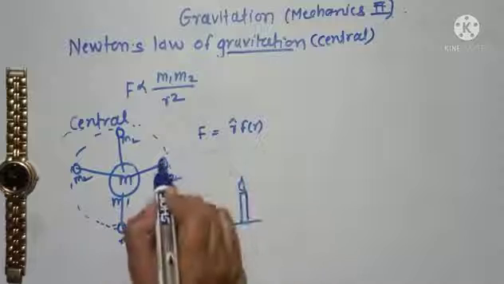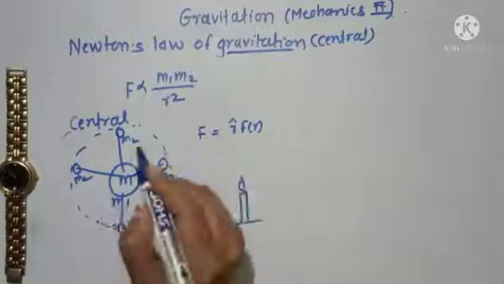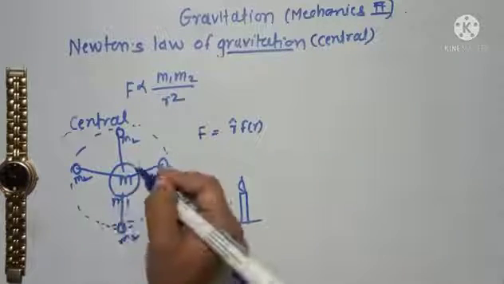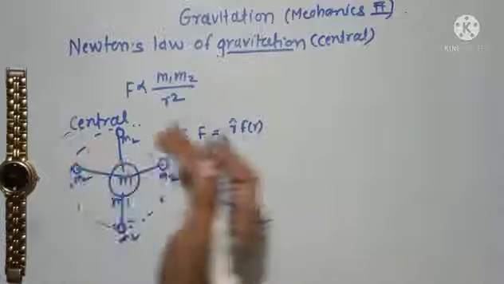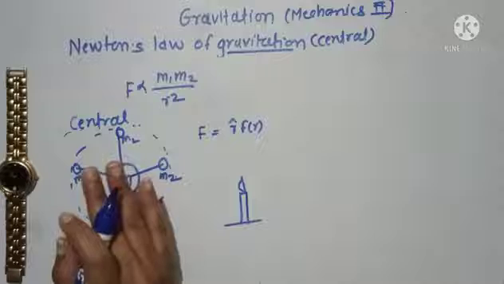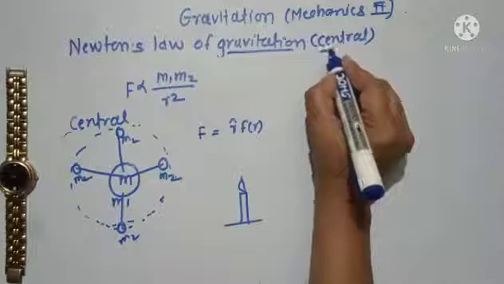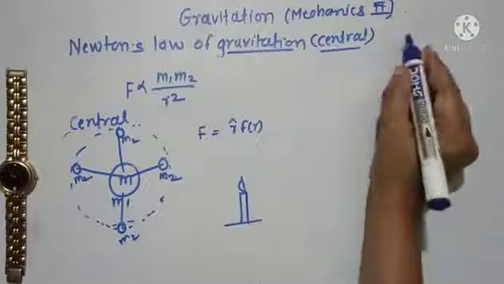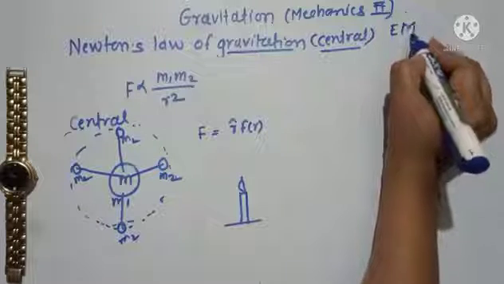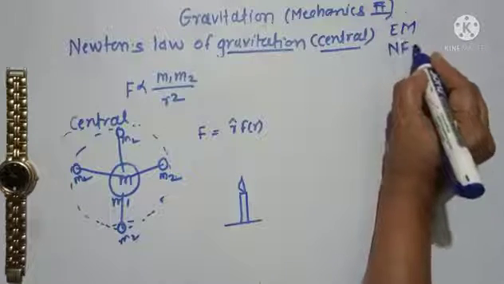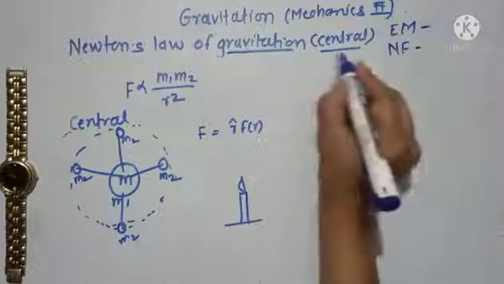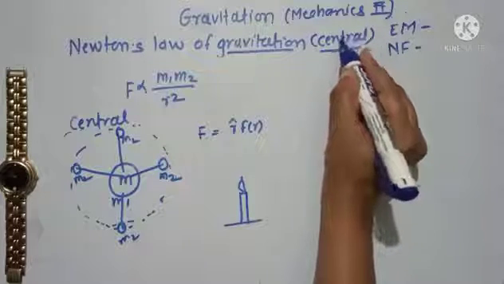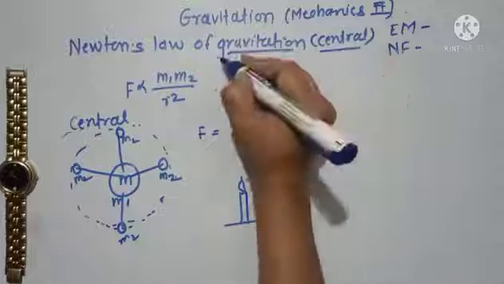Whatever force is felt by another object is a function of only distance, and it is independent of theta and phi. It is independent of the angle from which the object is coming. It will be a function of only distance. So this type of force is called a central force, and the gravitational force field is a central force. Almost, the electromagnetic force or nuclear force also, up to some extent, is a central force. So the concept of the central force is very important. The forces which are a function of only distance are called central forces.